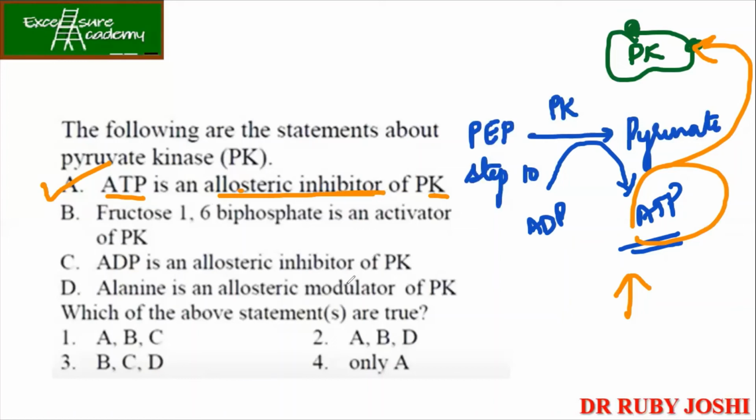अब यहाँ पे देखो, ADP is an allosteric inhibitor of PK. अब ये statement गलत है. Why? Because PK is converting ADP to ATP. Now getting the point, Chandni?